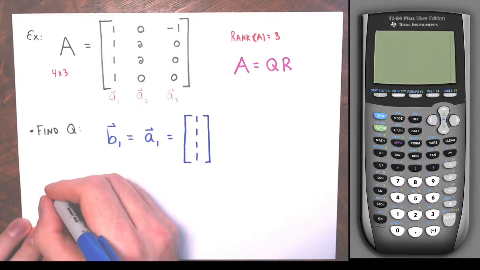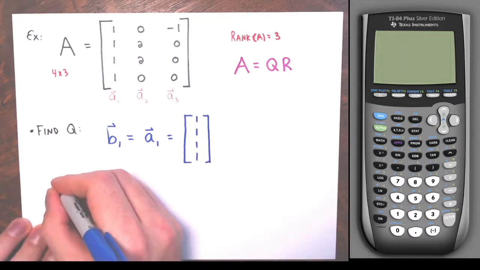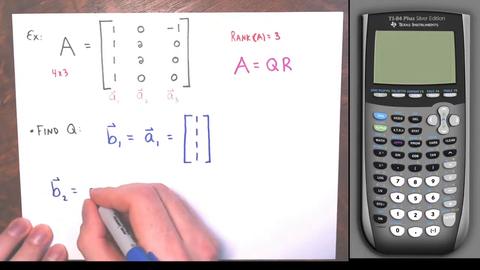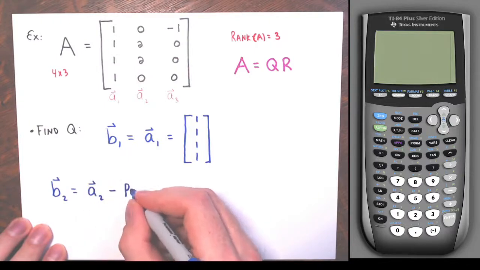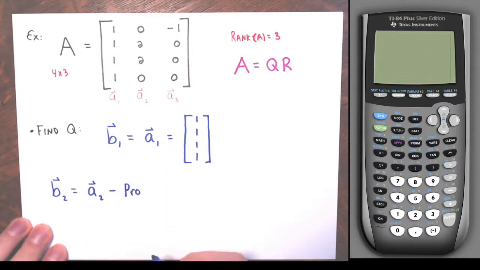Then B2 is A2 minus the projection of A2 onto B1.